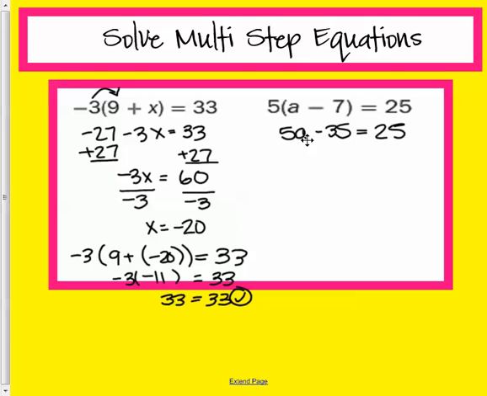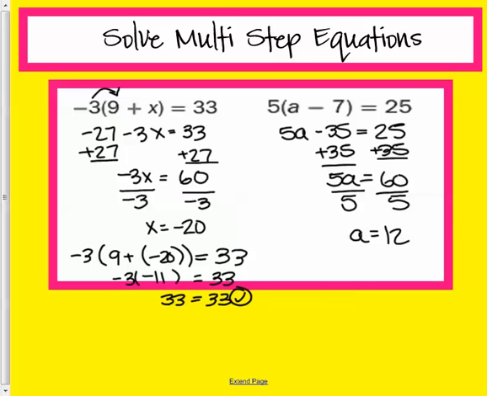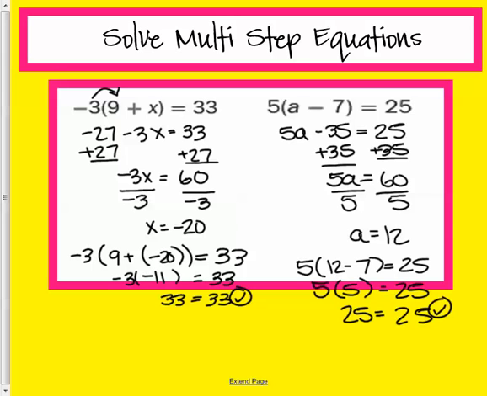Over here, we're multiplying 5 times a, and then we're taking the 5 times the -7 and getting a -35. So we need to make sure and combine our like terms by adding 35 to both sides. When we do that, we get 5a equaling 60, which means we have to divide by 5 to get a by itself, and when we do so, we get 12. You can plug that in to check your work, and when you do so, you get 5 times 12 minus 7, which is 5, which 5 times 5 gives you 25, so it checks.